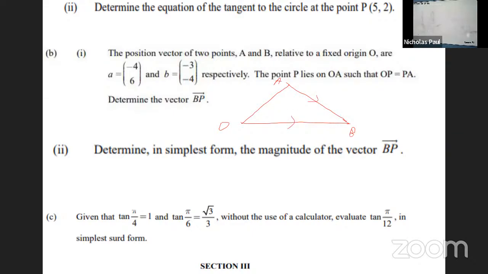Where is P supposed to go? Where is P supposed to go, Shane? They said that OP is equal to PA. So where do you put P so that OP is equal to PA? In the middle of OA, very good.